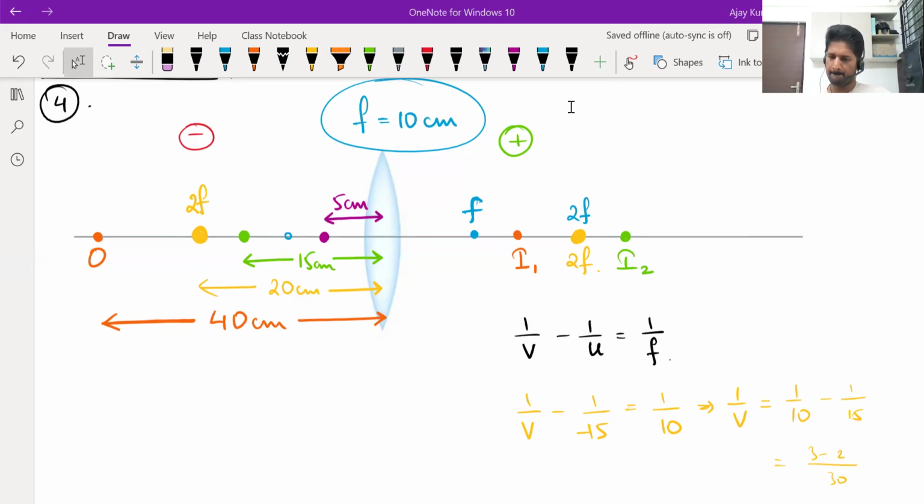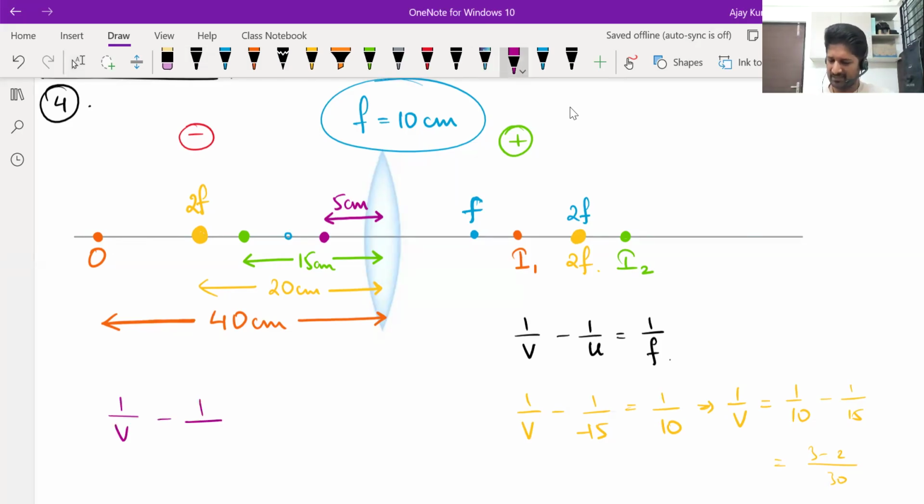Sir, is it 3.33? No, it won't be positive. How much did you substitute object distance as? Sir, 5. You are supposed to take it as minus 5. No, I took it as minus 5. Yeah, I took it as minus 5. Okay, let's see.